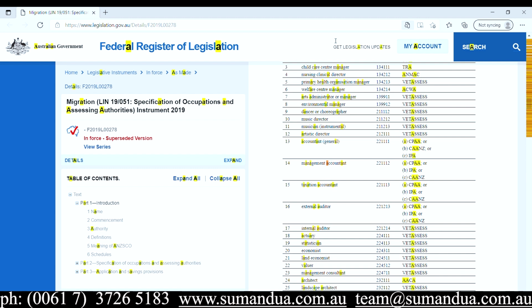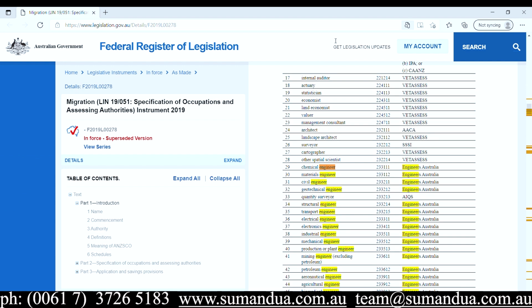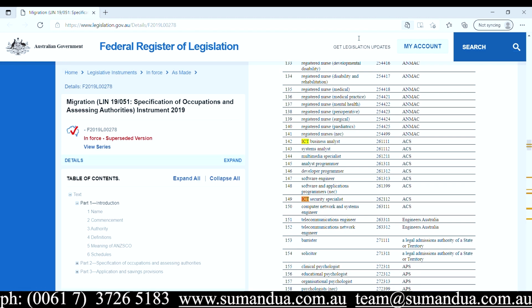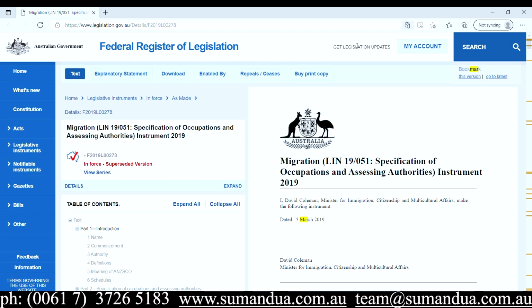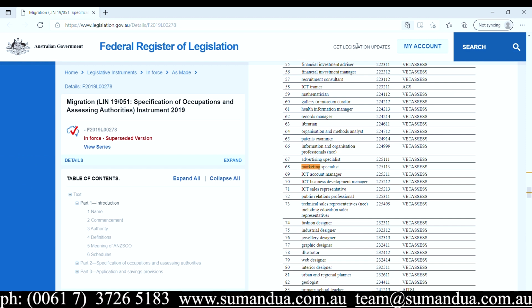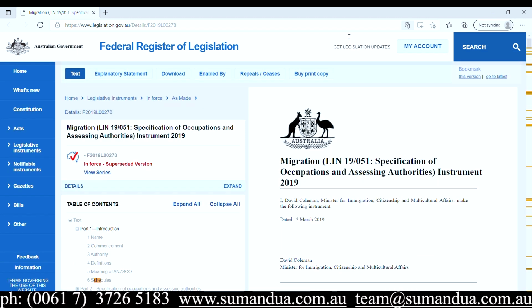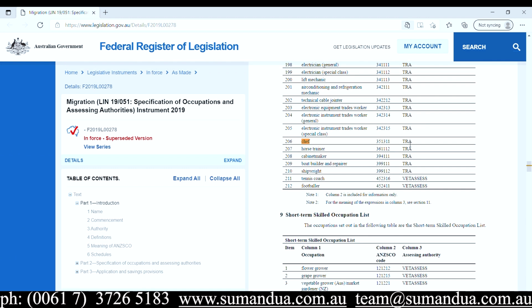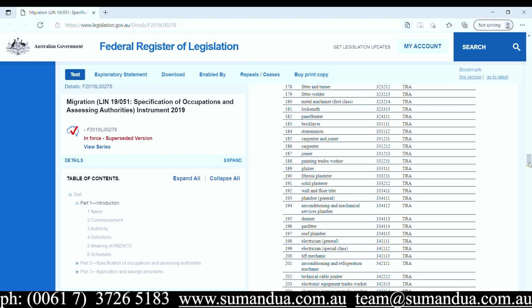Then let's look at one of the engineering occupations. So you can see Engineers Australia is the skills assessing body for all the engineer occupations. Let's look at one of the IT occupations. So you can see ACS, which is Australian Computer Society, is the skills assessing body for IT occupations. Then if you look at any professional occupations, let's say marketing specialist, you can see that VET Assess is the skills assessing body. And if you are, let's say, in a trade occupation, let's say you are a chef, then TRA, which is Trades Recognition Australia, they are the skills assessing body for this type of occupations.